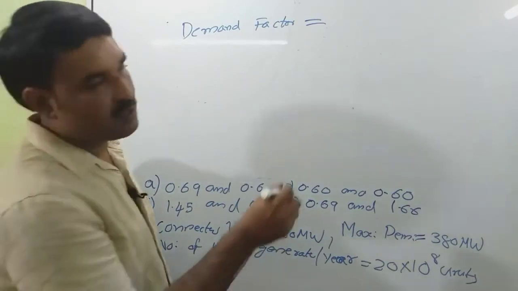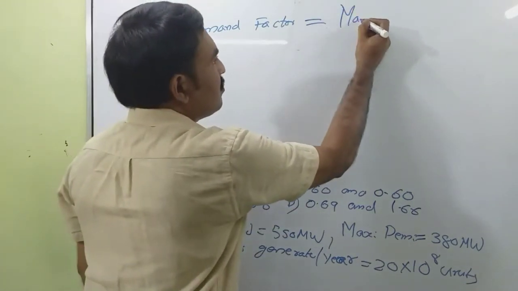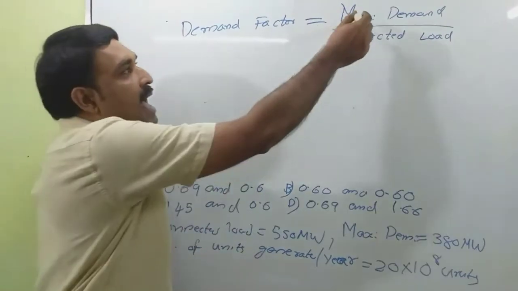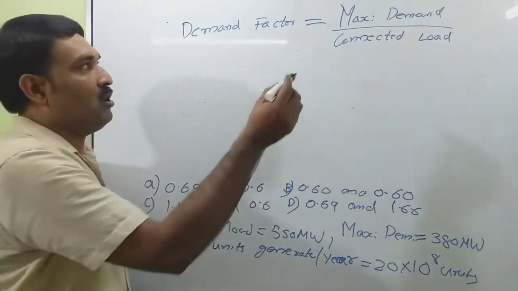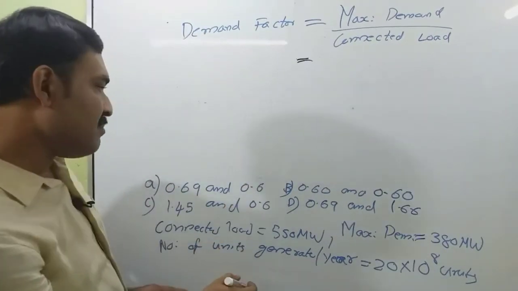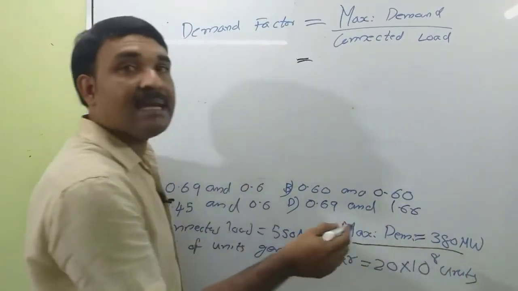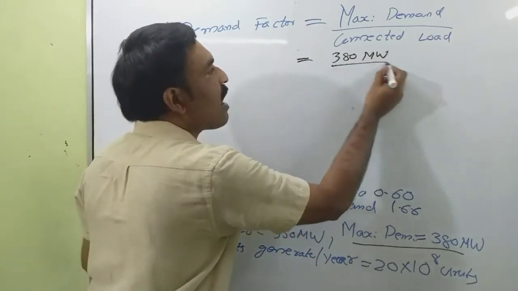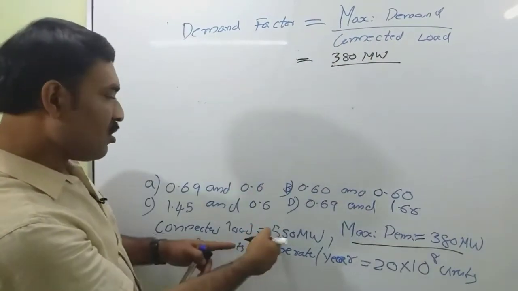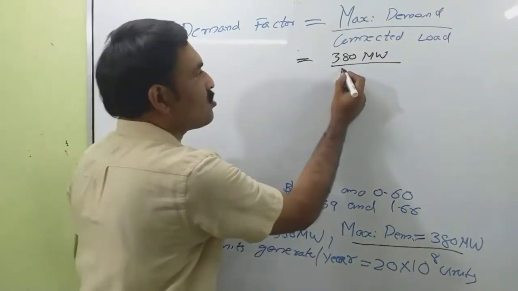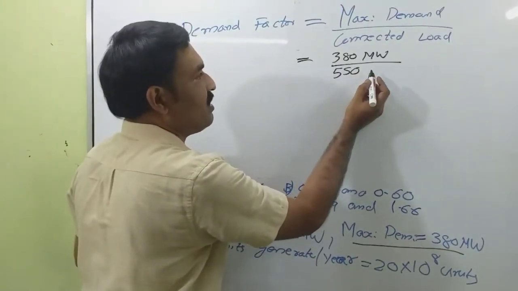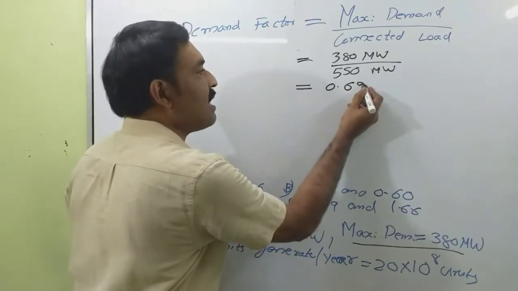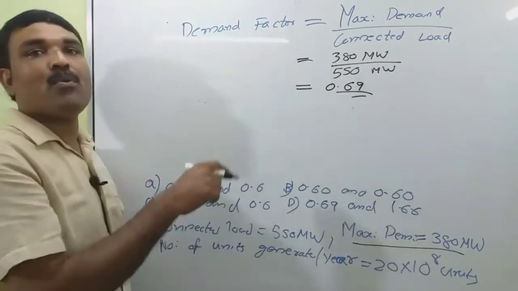Demand factor is equal to maximum demand by connected load. That is equal to maximum demand, 380 megawatt, divided by connected load. Connected load is 550 megawatt. So 380 divided by 550, that is equal to 0.69. So demand factor is 0.69.